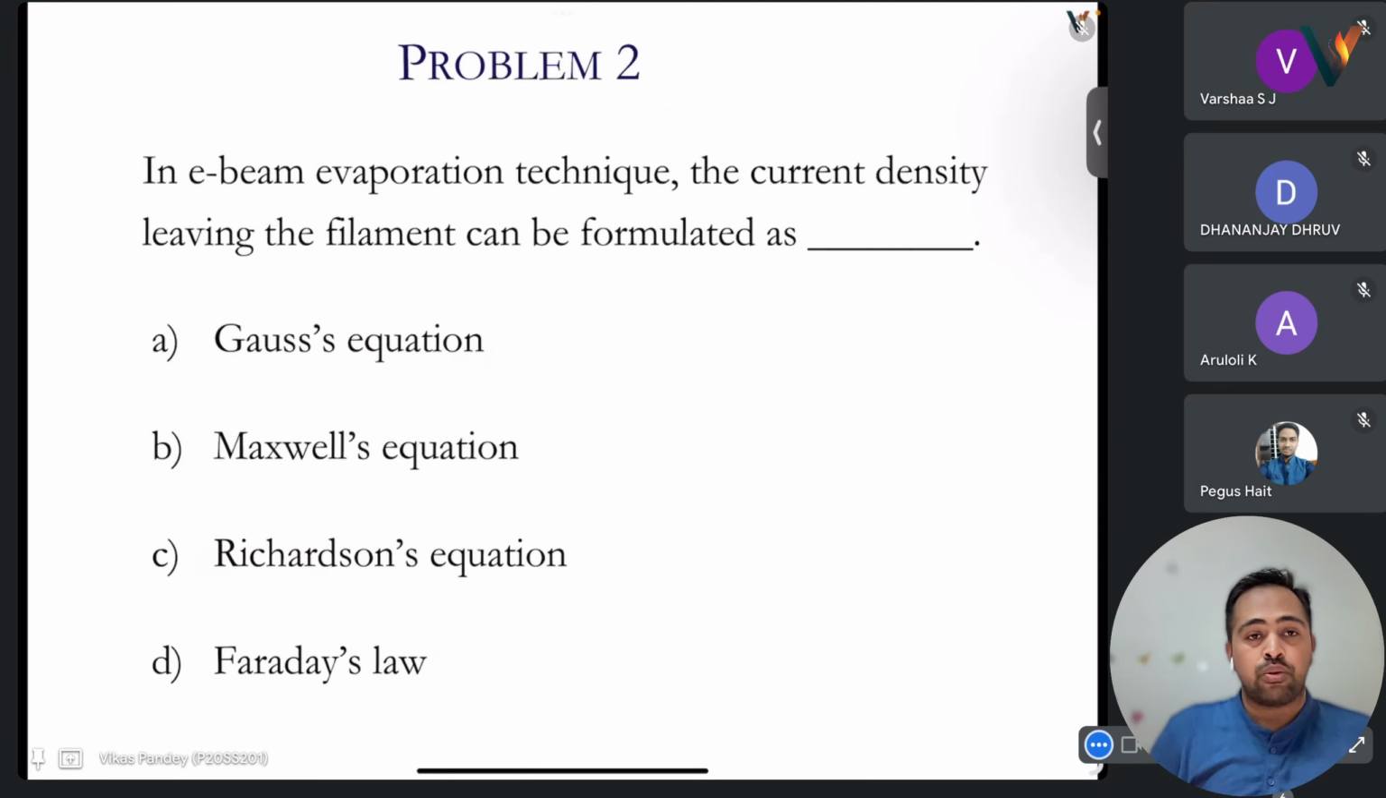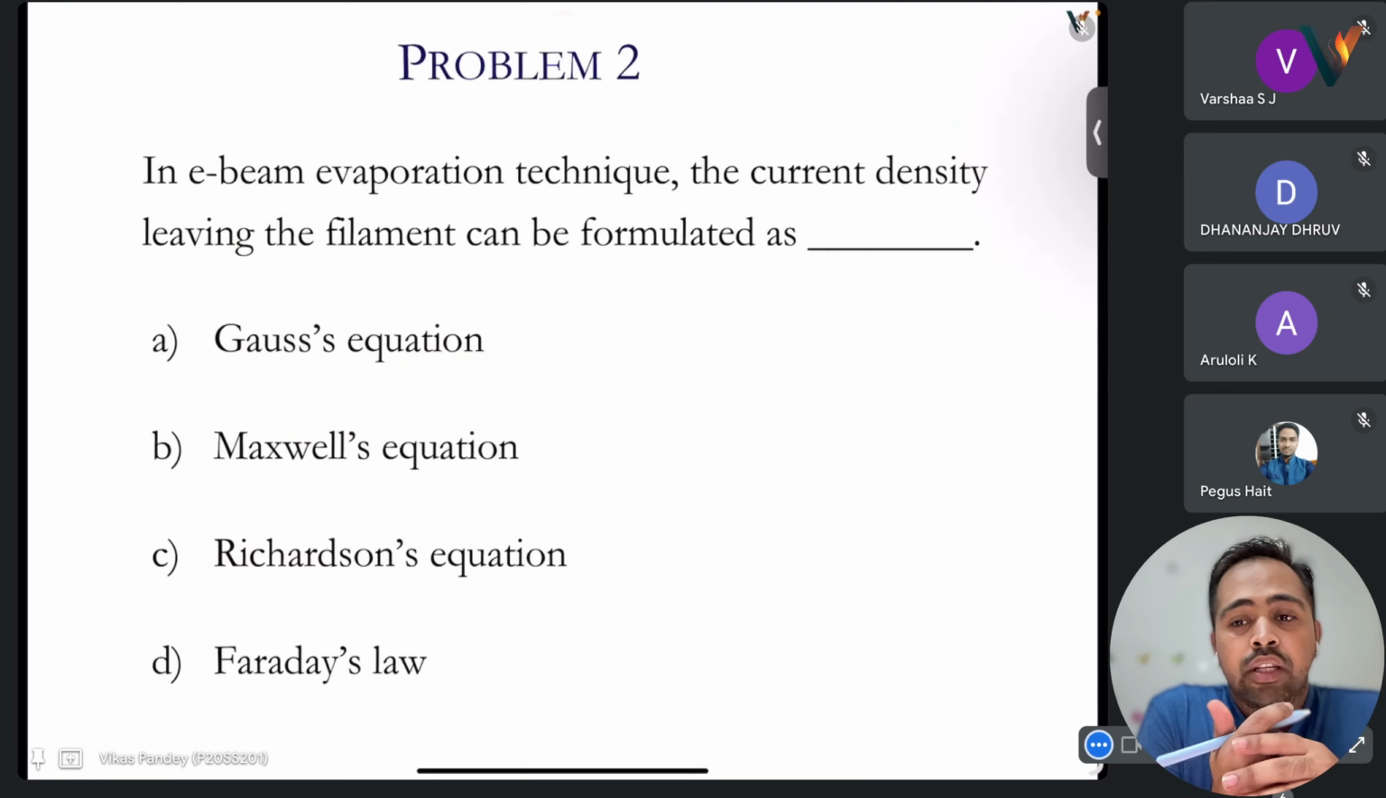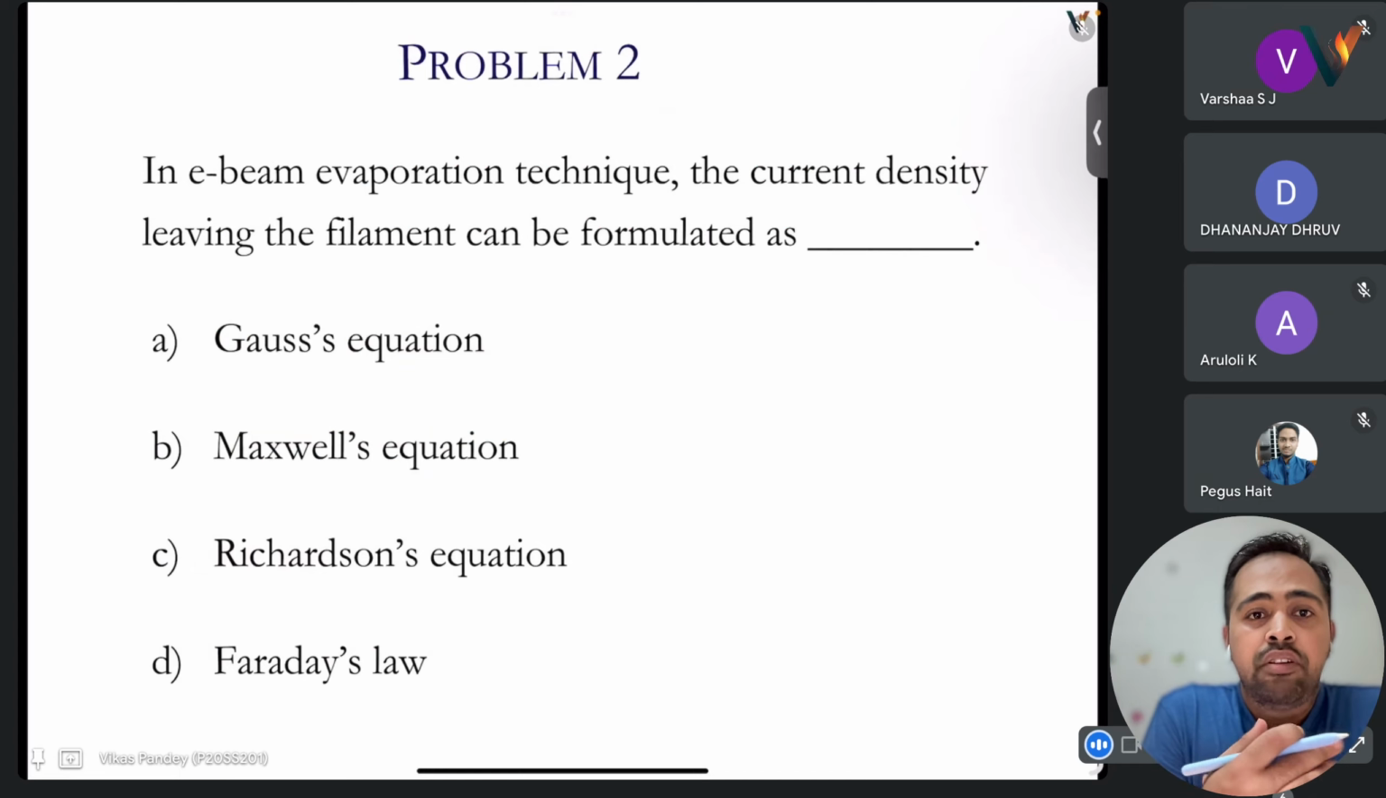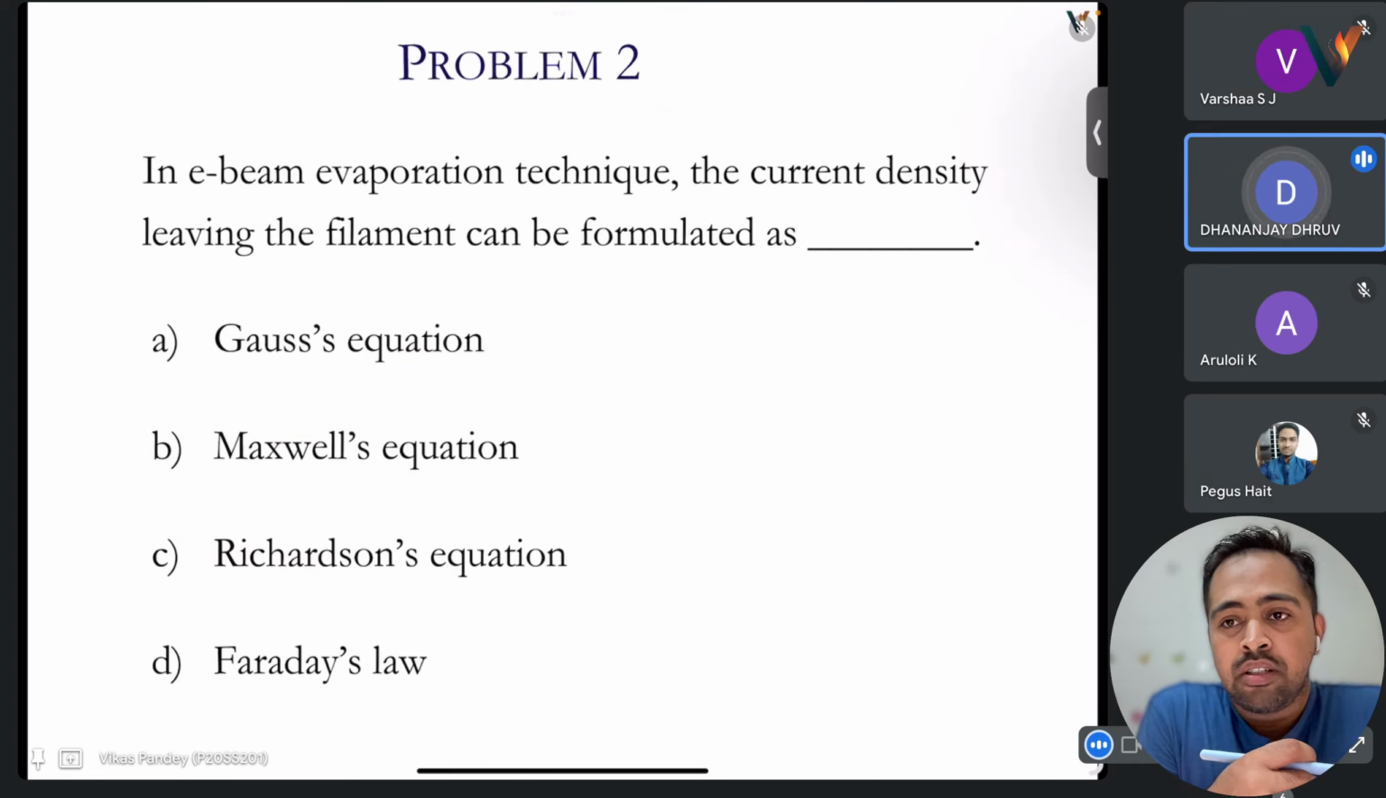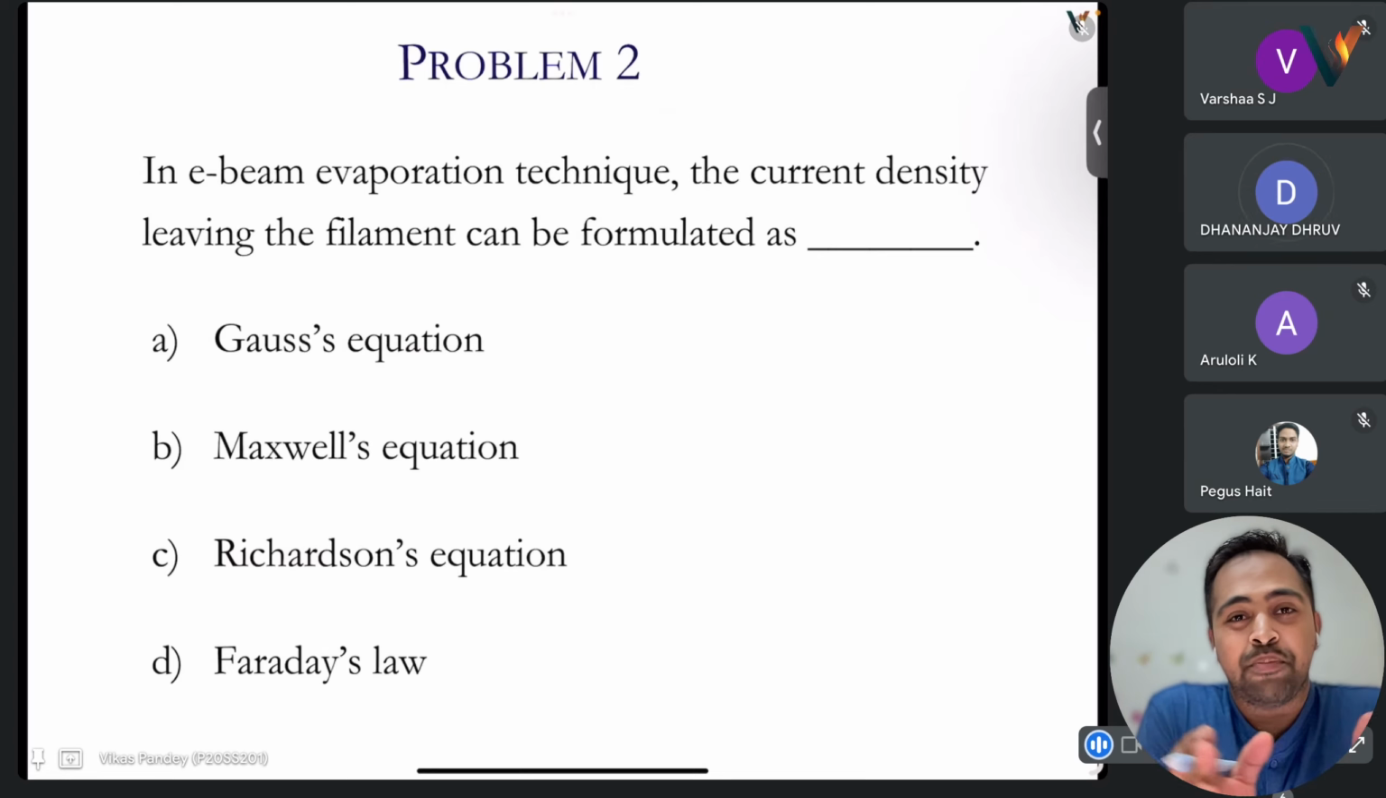Now let's come to e-beam evaporation technique, the current density leaving the filament. Sir, may I ask one question in between? Yes, sure. If you are having intrinsic silicon, then what about the cut? There will be no cut in that. But in general, we cannot buy intrinsic silicon. If you go to a fab, it is very difficult to manufacture and very rare. That is why we don't discuss that.